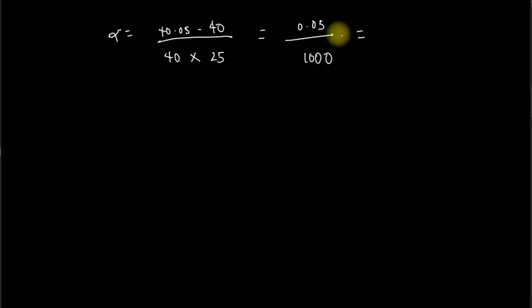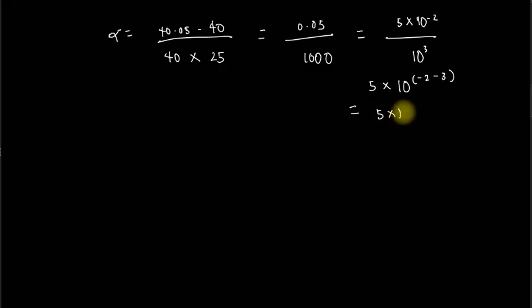And so if we simplify, convert to standard form, we're going to have 0.05 is the same thing as saying 5 times 10 raised to power minus 2. 1000 is the same thing as 10 raised to power 3. Bring this up to change to minus, right? So we have 5 times 10 raised to power minus 2 minus 3. So our final answer is 5 times 10 raised to power minus 5 per Kelvin. That is the linear expansivity.